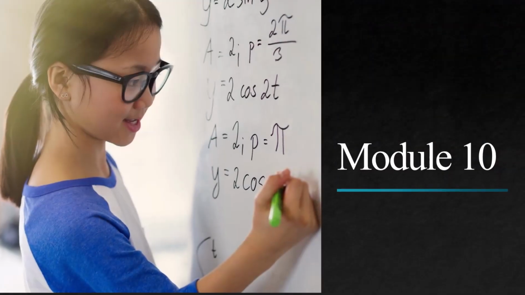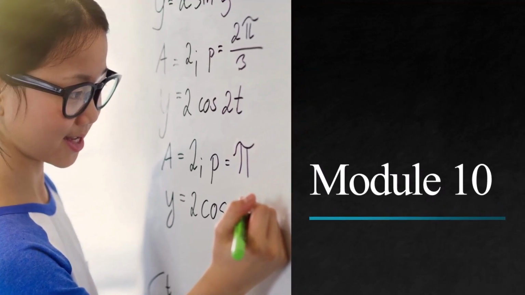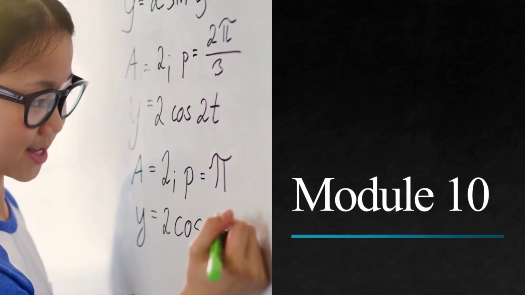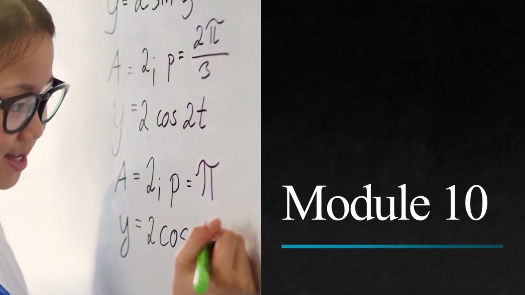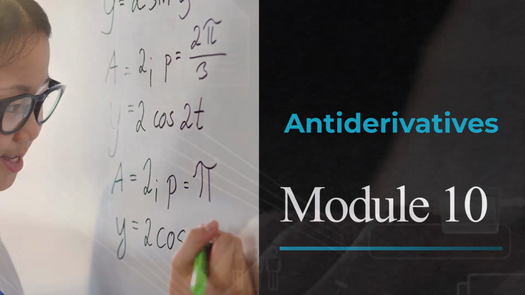Welcome to Module 10. We've looked quite a bit at finding derivatives of different types of functions and using them to describe function behavior. Now we shift gears to consider antiderivatives. Let's begin with an analogy involving data compression.